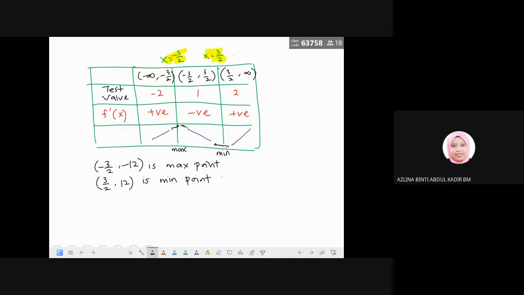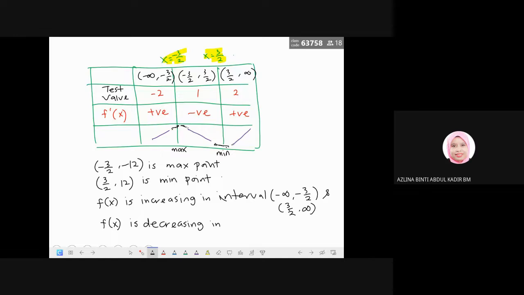How about interval for increasing or decreasing? fx or y, fx is increasing in interval negative infinity to negative 3 over 2 and 3 over 2 to infinity. fx is decreasing in interval negative 3 over 2 to 3 over 2.